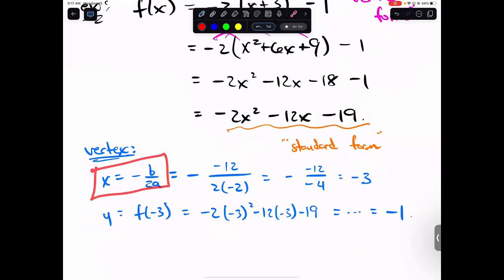Again, finding the vertex is going to be a pretty common thing that we'll need to do in applications and in different places. It's important because it's the maximum or the minimum value. So we want to be able to do that quickly, efficiently, easily. That's the way to get it for a function in standard form, the negative b over 2a.